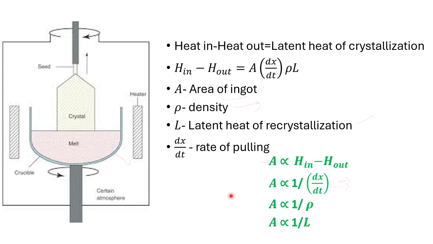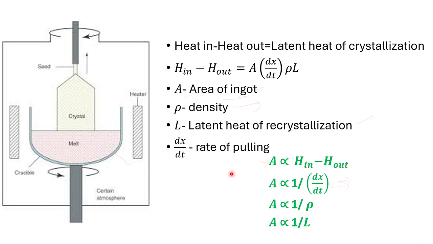And here A is the area of the ingot, rho is the density of the silicon melt, L is the latent heat of recrystallization, and dx by dt is the rate at which we are pulling the seed crystal along with the crystal ingot up.